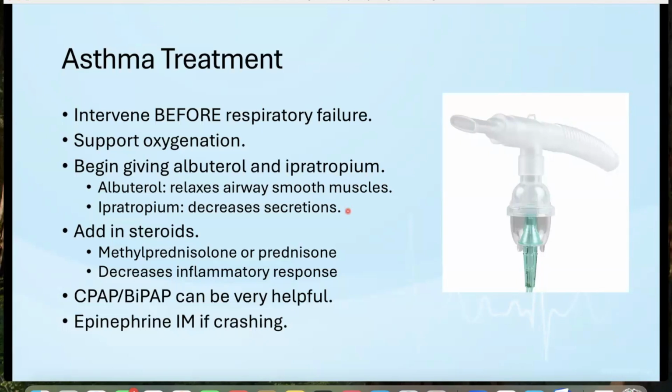By putting someone on CPAP or BiPAP, we're not only improving the pressure gradients, et cetera, but we also are keeping some of these alveoli popped open and not collapsed down, so they don't have that chance to kind of stick to one another. If somebody is absolutely crashing in front of you, you can give them intramuscular epinephrine.